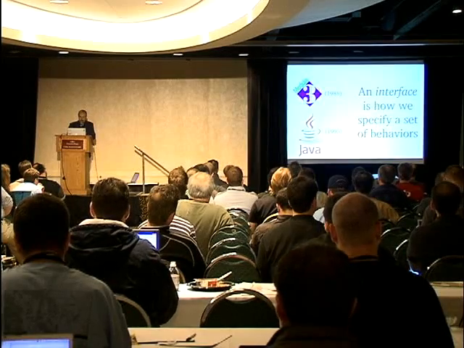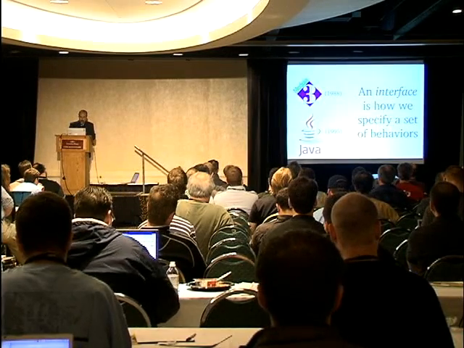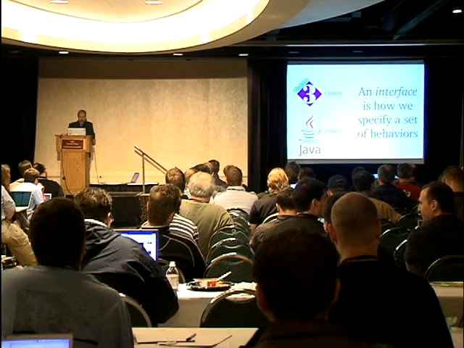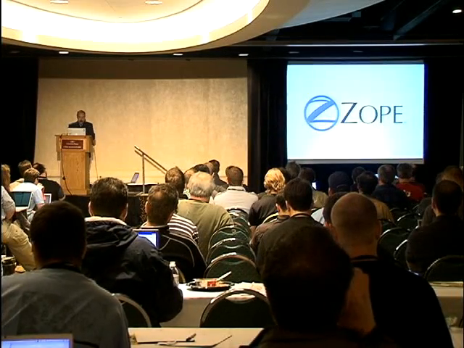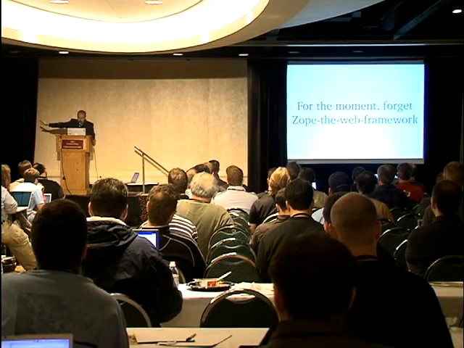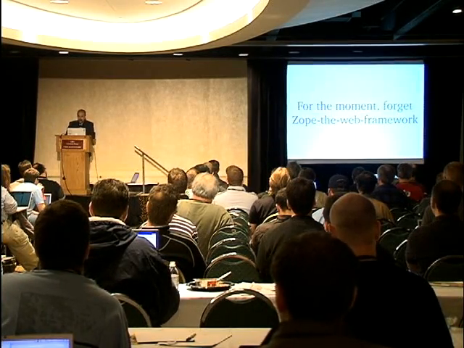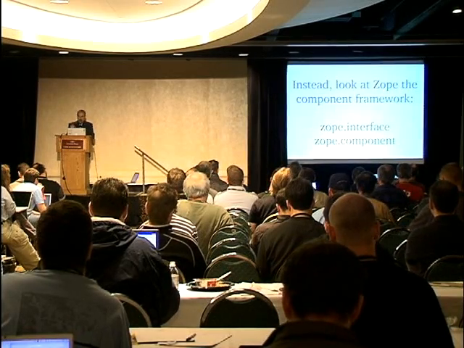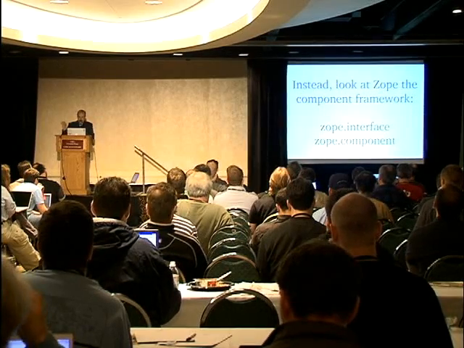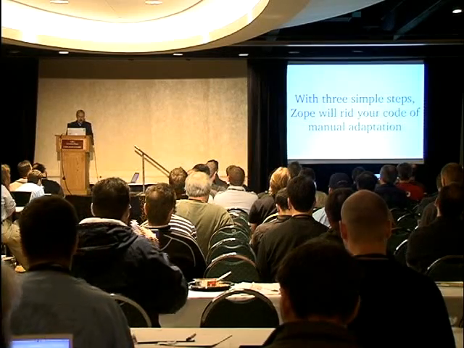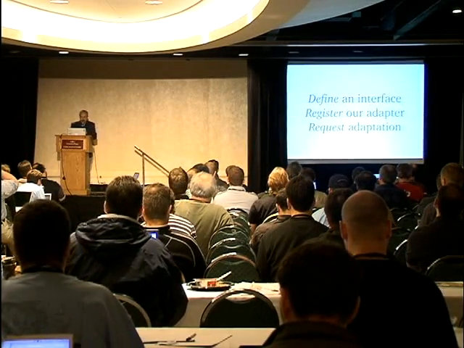It actually first became a first-class object in the language with Modula-3 8 years earlier. Java adopted Modula-3's type system pretty much unchanged, so interfaces exist there as well. And the main way that I use them in Python is with Zope. For the moment, forget anything you might have experienced before, good or otherwise, about Zope, the web framework. We're just going to be talking about the component framework, which is in two packages, zope.interface and zope.component, with 3 simple steps. Zope will rid your code of all that manual adaptation.